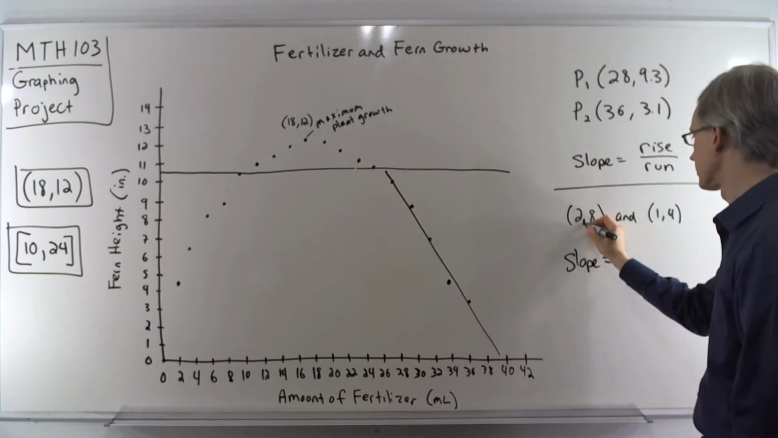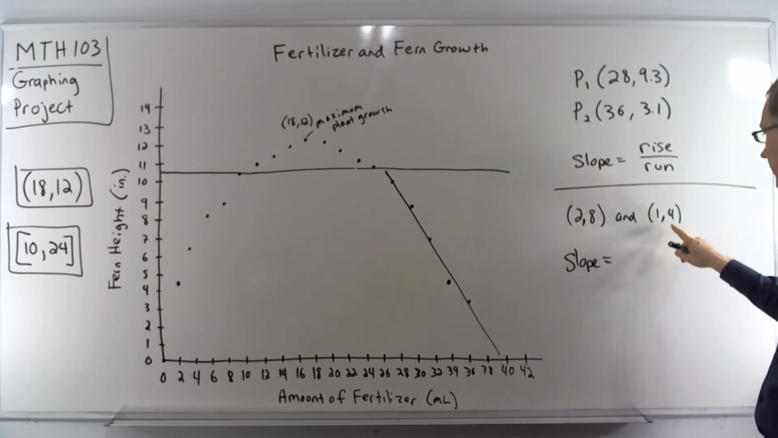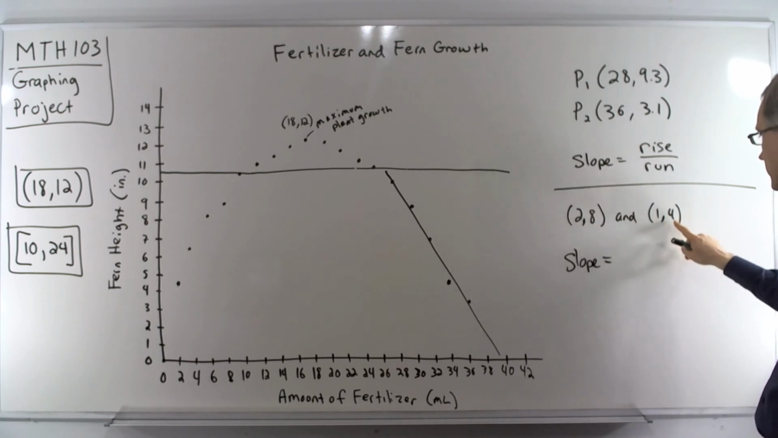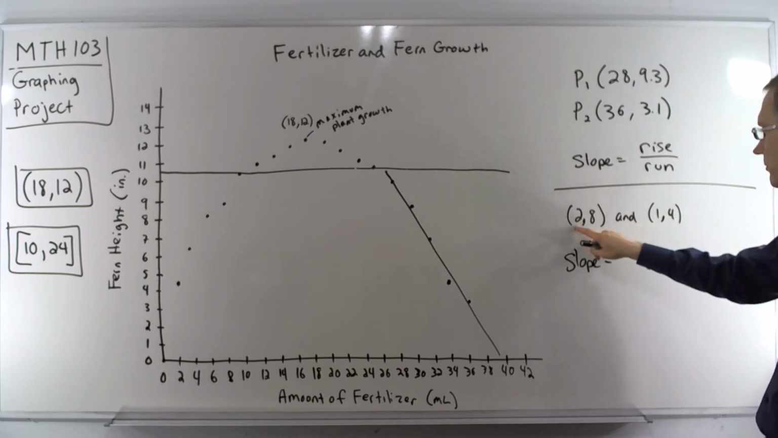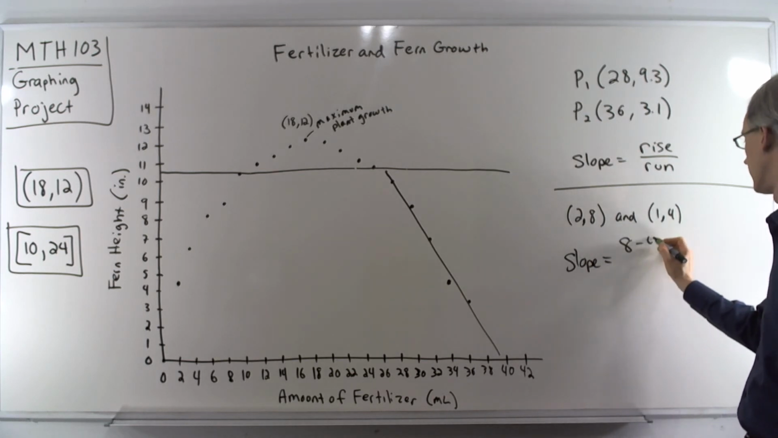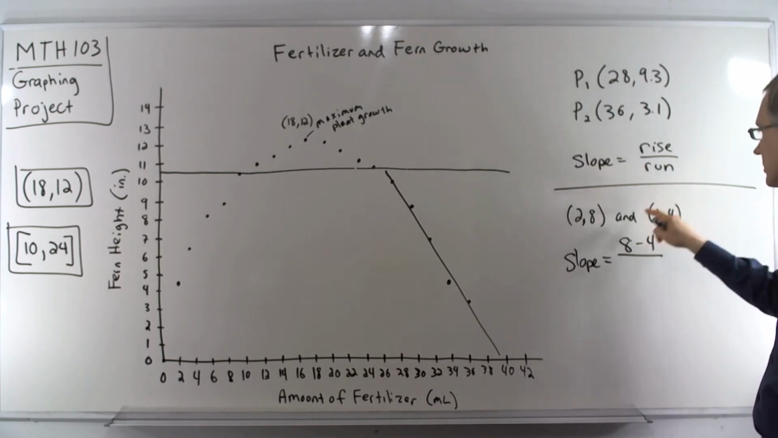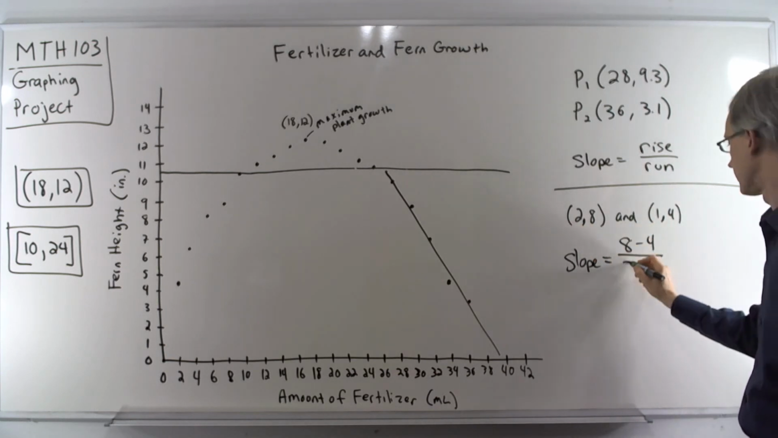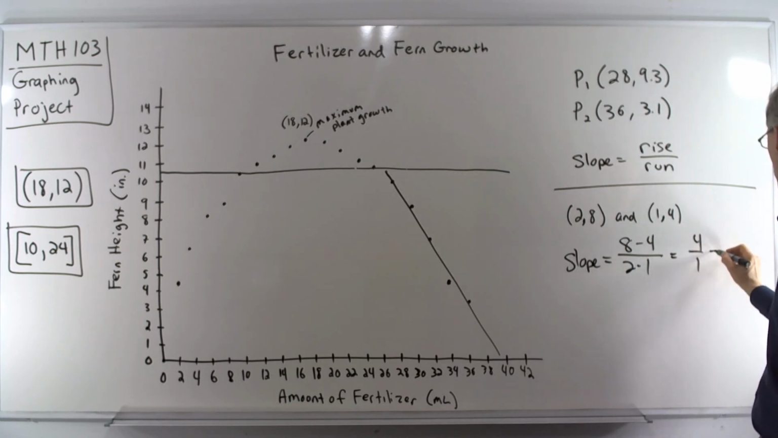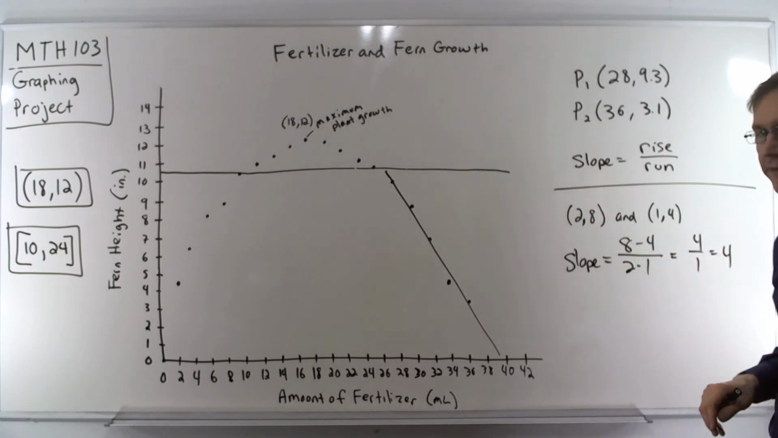Now it's essential that we subtract in the same direction. All right, if I'm going to subtract 4 from 8, I'm going to subtract 1 from 2. All right, use the same direction. So we're going to do 8 minus 4 on top. And then the bottom, that's the run, so that's the x coordinate, so 2 minus 1. So the slope between the points 2,8 and 1,4 is 4.